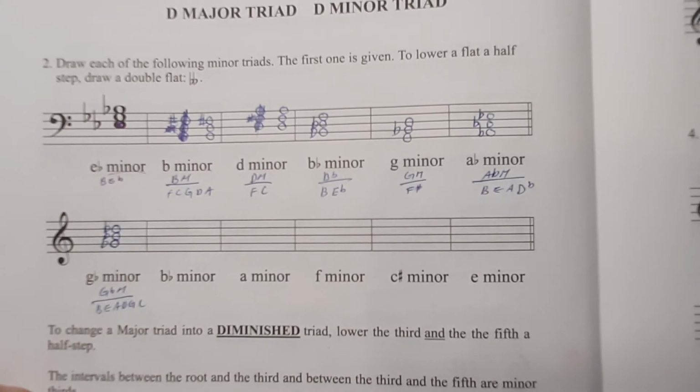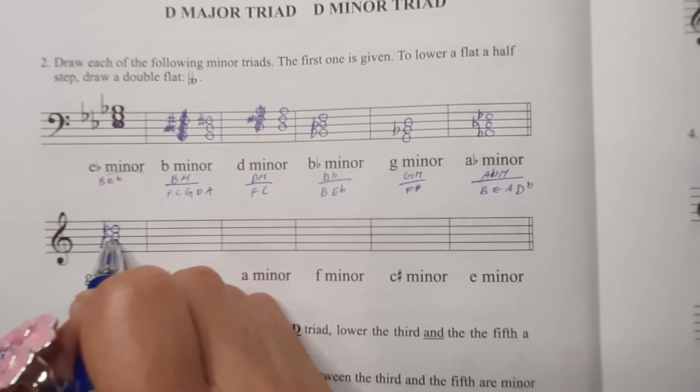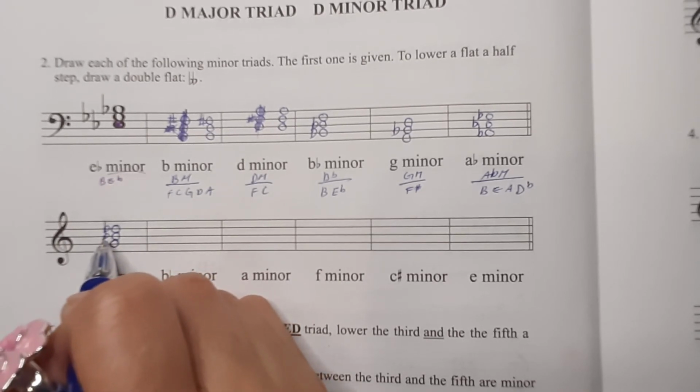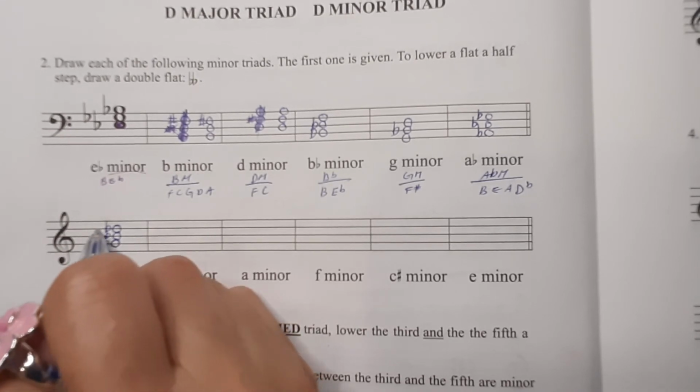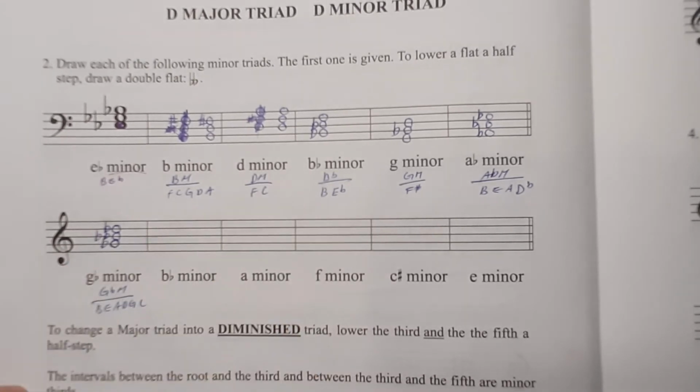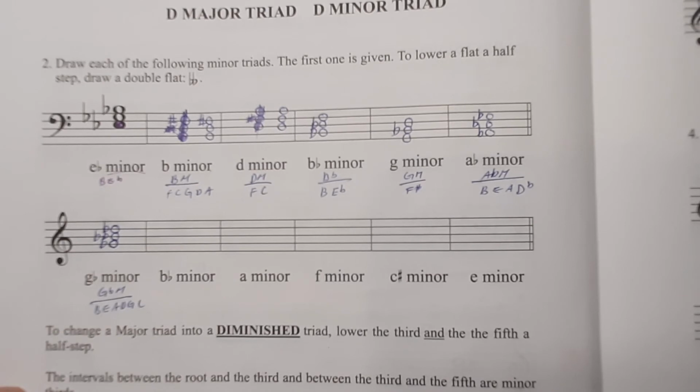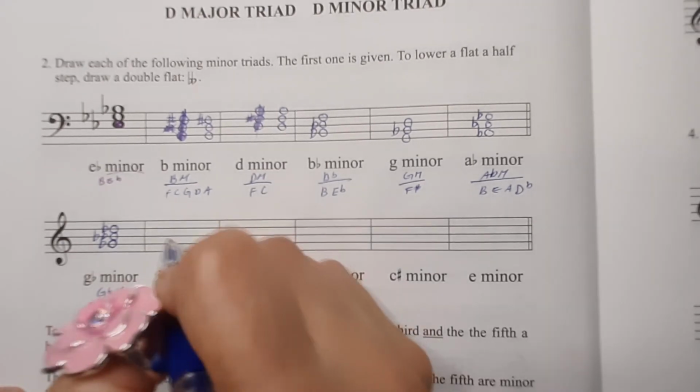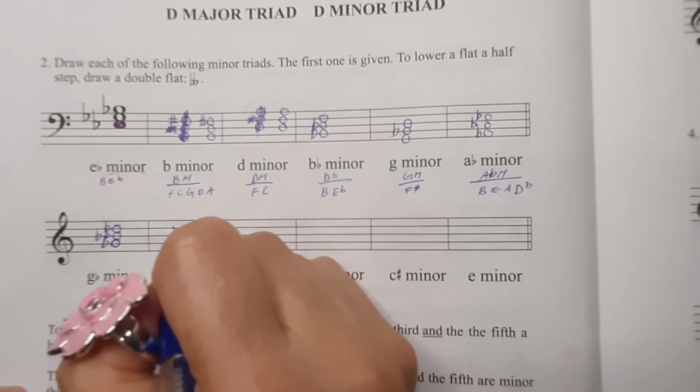Now how do you make it to the minor triad? Lower the third. But look, there's a flat already, right? Now you gotta lower it one more time. How do you do it? Double flat. So there are 2 flats. Good. B flat minor. So there's a B flat, D, and F.